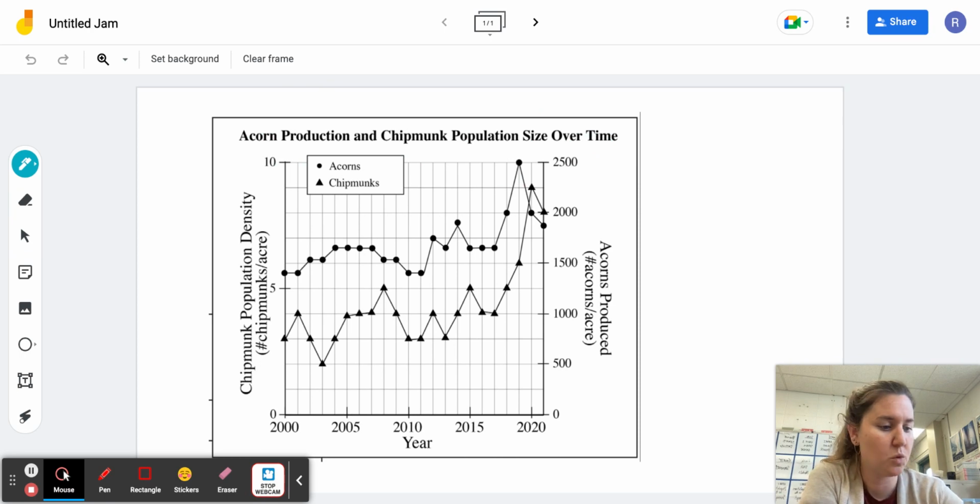Next, it asks, what two quantities did the scientist measure over time? So here, our x-axis is time. We want to know what two quantities were measured, so we need to look at our y-axis. We look on one side, and one thing that was measured was the chipmunk population density. We can look on our other y-axis to see what else was measured by the scientists, and that is acorns produced.